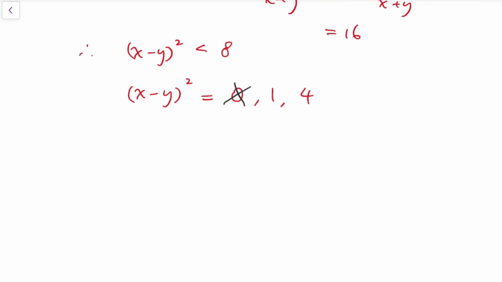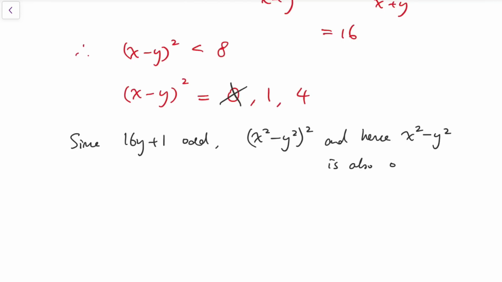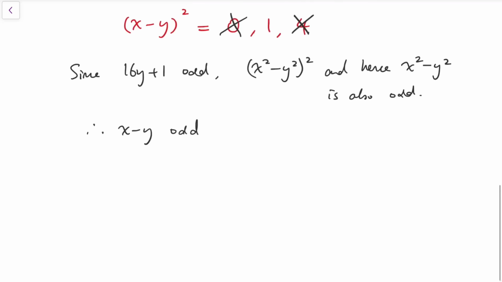Another thing is that 16y plus 1 on the right side of our original equation is odd. That means (x squared minus y squared) all squared is odd, and hence x squared minus y squared is also odd. Since x squared minus y squared is a multiple of x minus y, x minus y is odd. So we can reject the case when (x minus y) all squared equals 4. We only have to check when (x minus y) all squared equals 1. Therefore, x minus y is either equal to 1 or minus 1.